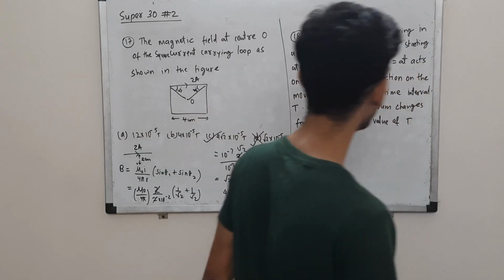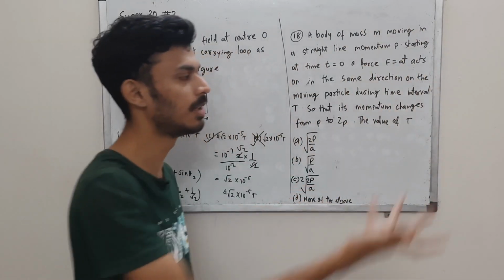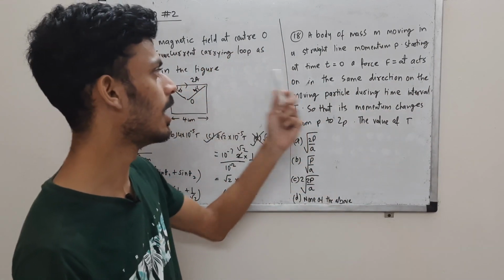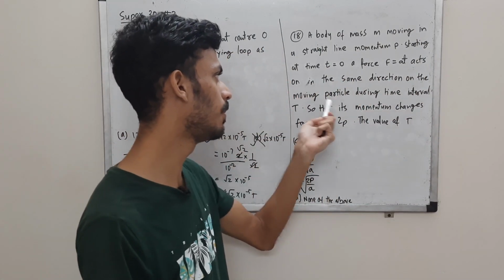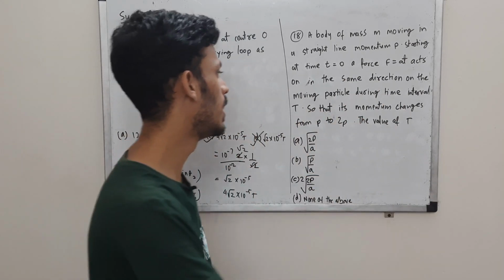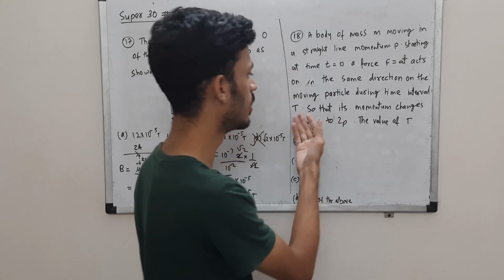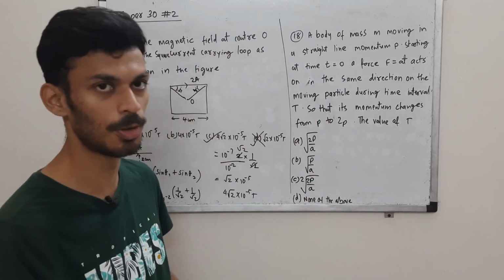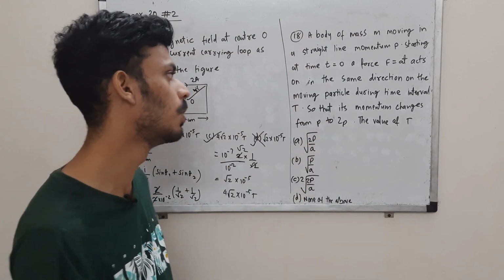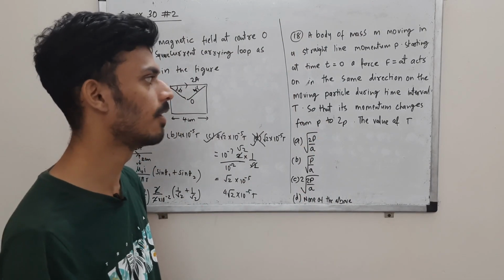Okay, let's come to this one. We have a mass with initial momentum P starting at time t = 0. We have a force F = At, where A is a constant and t is time, acting in the same direction as the moving particle. So this will increase the momentum. So momentum changes from P to 2P in the time interval capital T, so from 0 to capital T. Find the value of T.